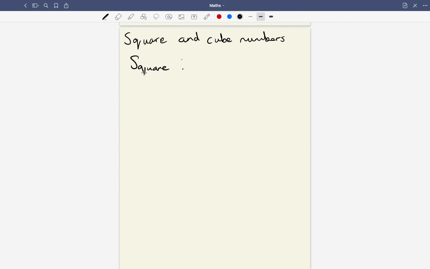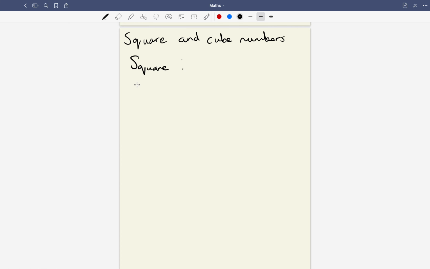Today we'll be looking at square and cube numbers. Now this is quite a general topic on the specification that you really need to know so you can apply it to the rest of the course, to be honest, because it will crop up everywhere. It's one of the things you are just sort of expected to know. So we'll start with square numbers.